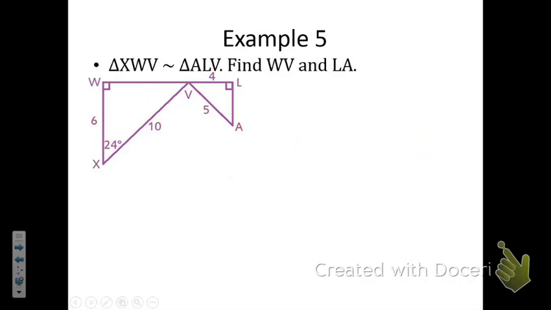Alright, so in example 5, it's telling me again that these triangles are similar. Okay? And it wants me this time to find 2 missing sides. So it's giving me some pieces of information in my picture, and I've got to use those to help me find those missing sides. Now, can I find both of those sides at the same time, do you think?